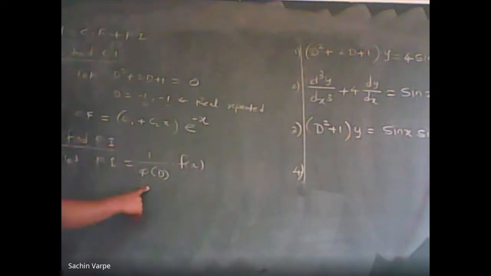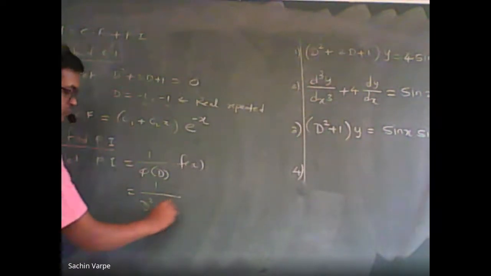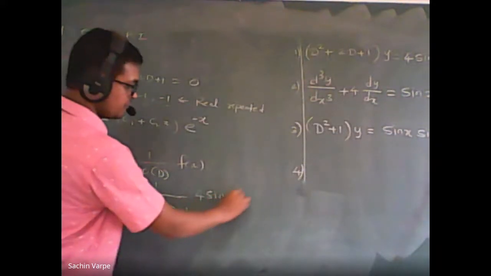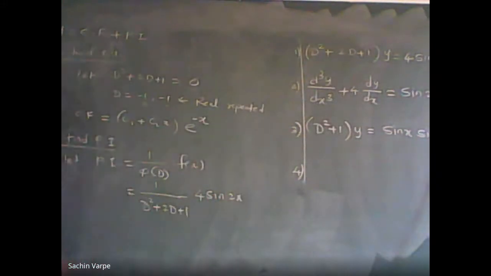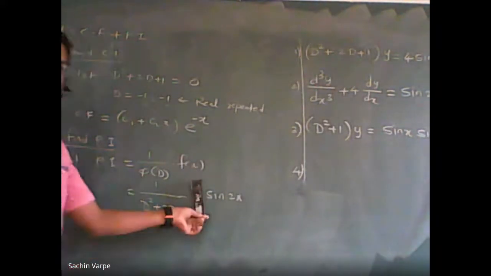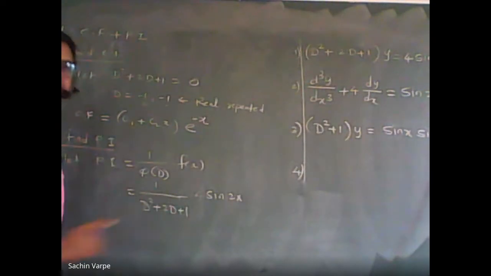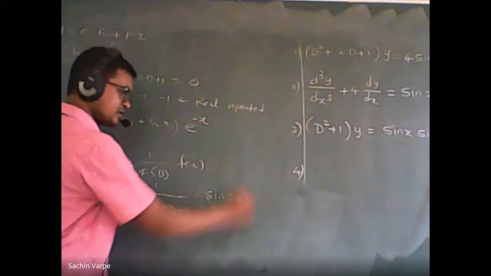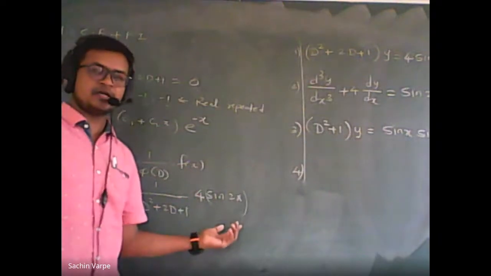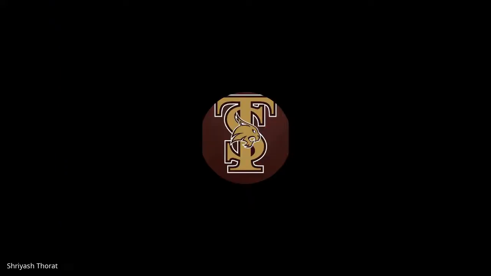The particular integral is 1 upon phi of D into f of x. So phi of D is D square plus 2D plus 1, and f of x is 4 sine 2x. This 4 is constant, so don't worry about it. Either you can write this 4 outside the operator, or let it be. We are interested in only this sine of 2x. So what is a here? If we compare this with sine of ax plus b, a is the coefficient of x, that is 2.